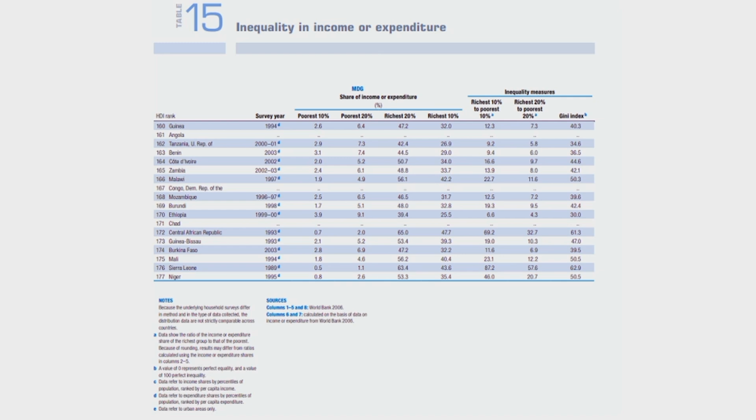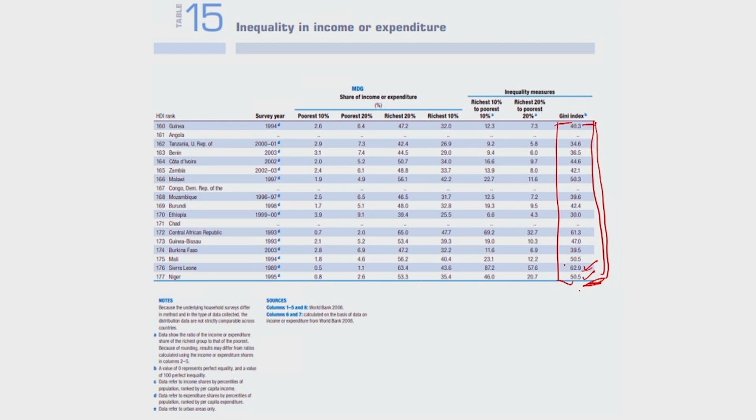I have brought it here on this slide to give you an example of how the Gini index is reported. If you look at the last column here, this last column shows the Gini index of income or expenditure. In some cases it is income, in some cases it is expenditure, and these are in percentage terms. So if Sierra Leone has a 62.9% Gini index and Niger has 50.5, it means that Sierra Leone is a more unequal country than Niger is.